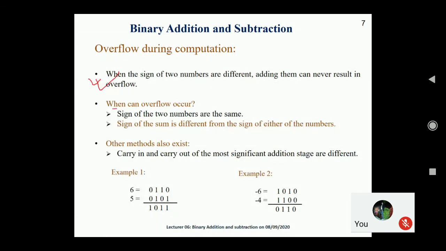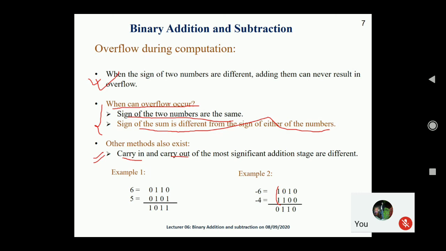And when can overflow occur? When the signs of two numbers are the same, or otherwise when the sign of the sum is different from the sign of either of the numbers. Okay, and there is also some other method that exists, but this is sufficient. That means carry in and carry out. We are discussing only the most significant addition. When they differ, we can say that overflow has occurred.